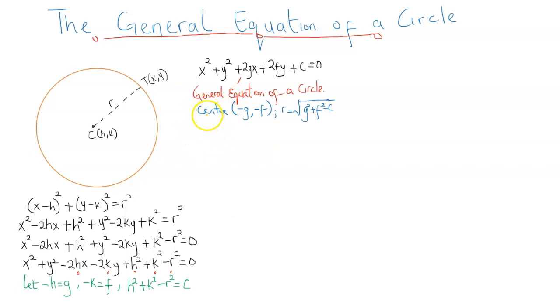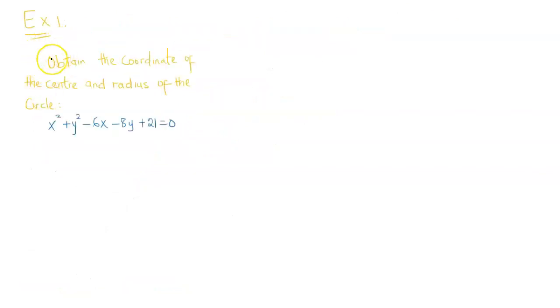Next is to solve a number of problems. Here is the first example. Obtain the coordinate of the center and radius of the circle x squared plus y squared minus 6x minus 8y plus 21 equal to 0.